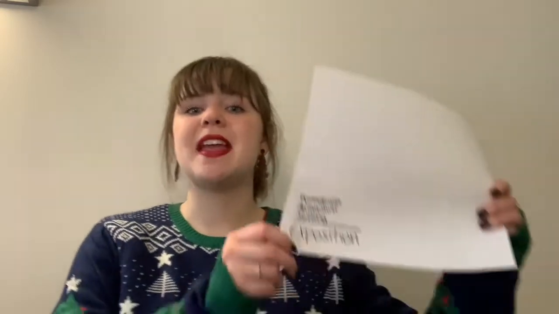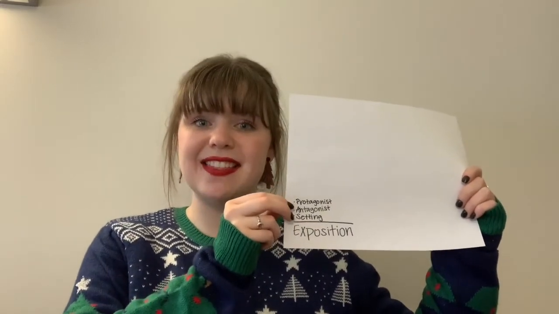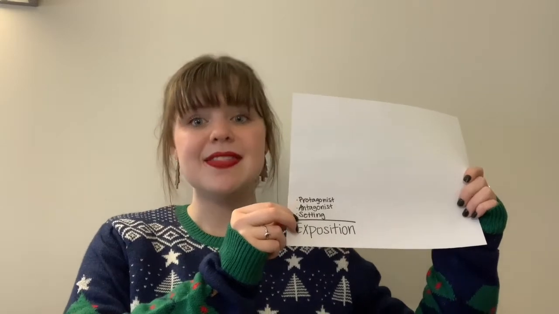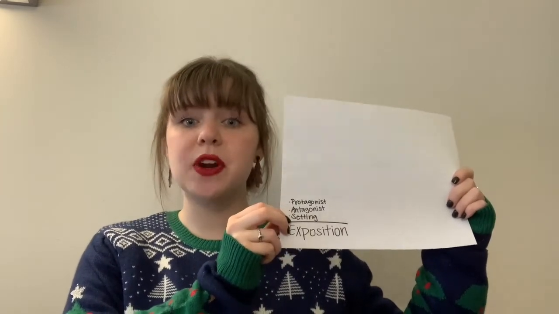The first step of plot structure is the exposition. The exposition is the beginning of the story where we learn the setting and the protagonist and the antagonist of the story. The setting is the time and place that the story is set in. So like in How the Grinch Stole Christmas, the story would be set in Whoville. The protagonist is the main character of the story. Now, he's not always a good guy, but he is the person that we're focused on throughout the story and the guy that we're rooting for usually.